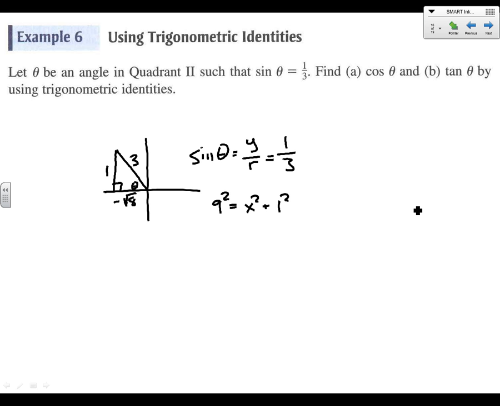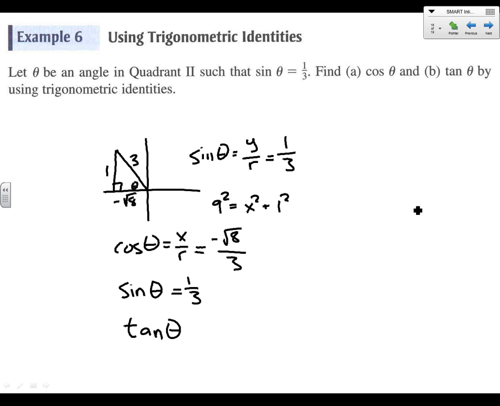Notice where it is in quadrant 2. So real quick, the cosine is x over r, so negative root 8 over 3. The tangent, well, to find tangent, we're going to want sine anyway, so I'm just going to figure it out here. But we already have it. They told us it's 1 over 3. We'll write it down again.